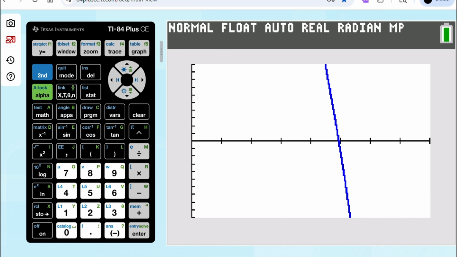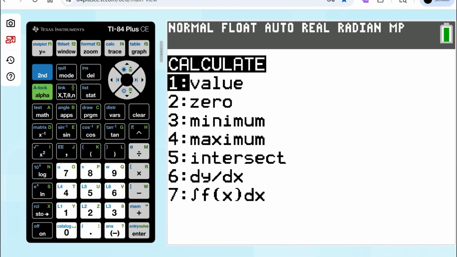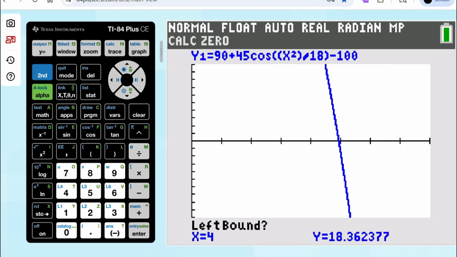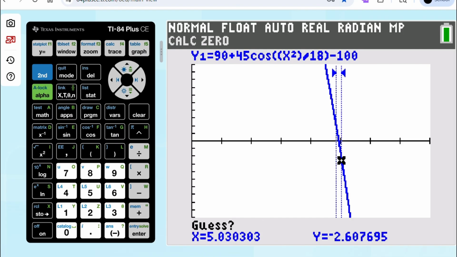And so we want to find that value. And so we'll do second trace, and we'll pick option 2, which is zero. And it'll say left bound, and we can see it's at x equals 4, which we need to go a little bit closer to the right so we can see our cursor. There it is. Just go till you're to the left of it, and you can see the cursor. Hit enter. And then scroll to the right until you're to the right of that intercept. Okay. And you can hit enter. And then it says guess, so hit enter one more time.